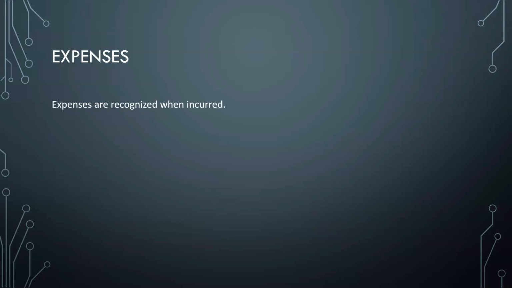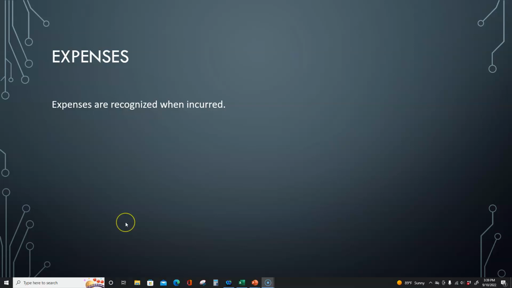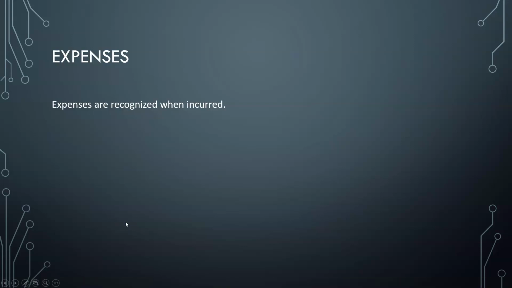Under the accrual basis, expenses are recognized when incurred. What does incurred mean? Think of incurred as when the company uses the expenses. So, expenses are recognized in the period the company uses the expenses. And this may be different from when the company pays cash for those expenses. So keep that in mind.